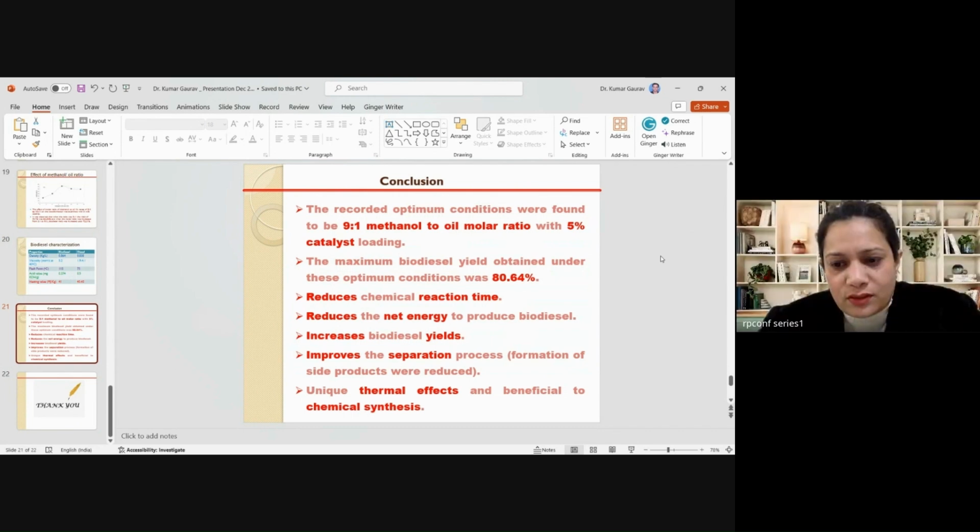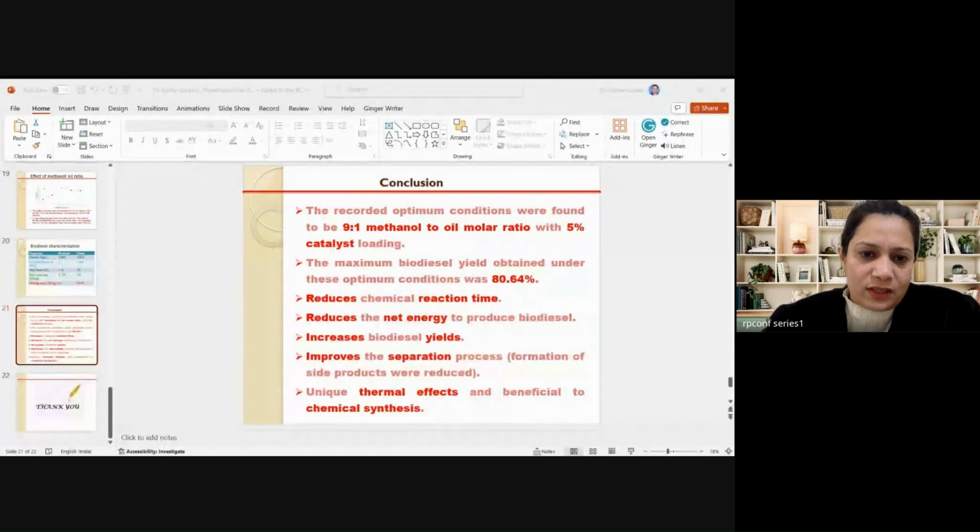Dr. Kumar, Gaurav, yes, ma'am. You are requested to please switch on your camera, because it is already mentioned in the mail that you have to switch on your camera every time. Okay, ma'am. It is for all the participants.